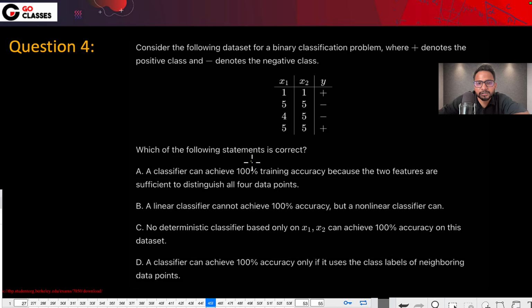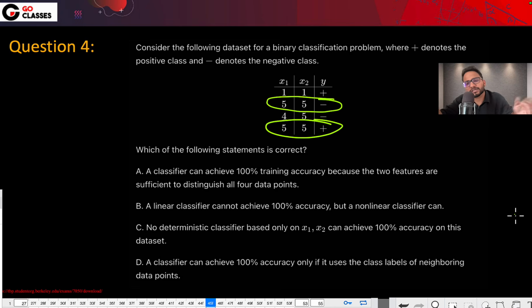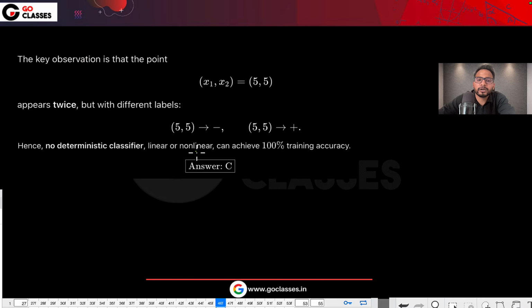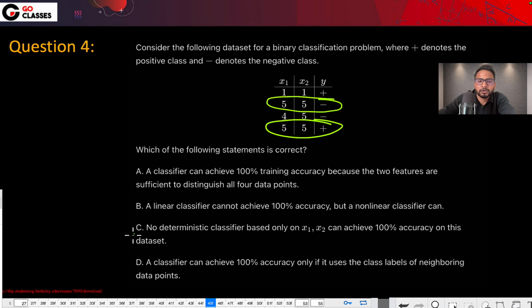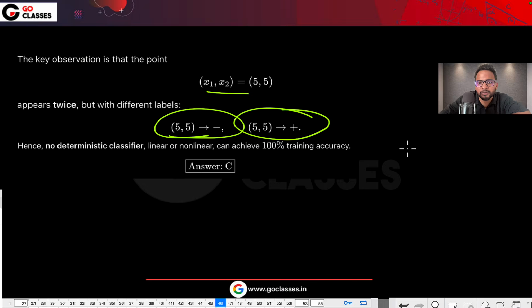Now let's see this question. In this question they are saying, given this data, which of the following is true? Now if you notice, for the same data point you have plus and minus both. Since for the same data point you have plus and minus both, it doesn't matter whether you have a linear classifier, quadratic classifier, or non-linear classifier, whatever you do, you cannot achieve 100% accuracy, because for the same data point you have both minus and plus. So no deterministic classifier based on x1 x2 can achieve 100% accuracy on this data set, because for the same point it is plus and minus. Very easy, simple. For this DPP all the questions are quite simple.